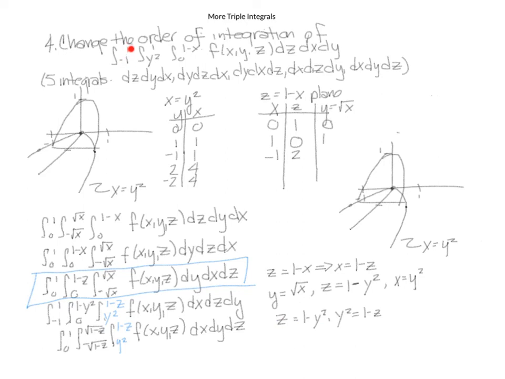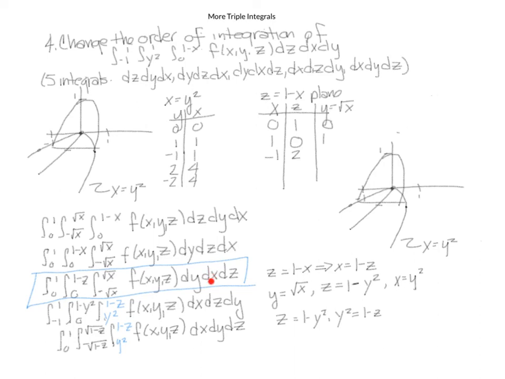Y ranges between -1 and 1. So this is going to be maximized when y is equal to 0. So that means z ranges from values of 0 up to 1. So this point here, that's where I got this.